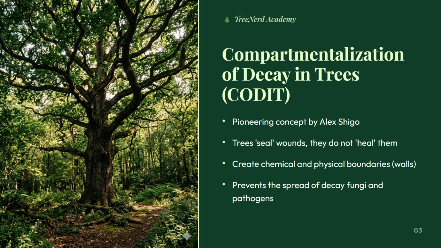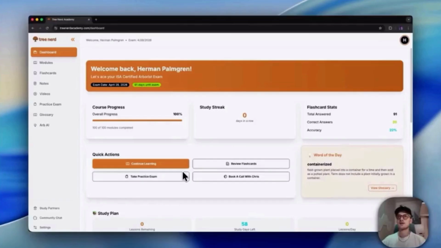These walls work to contain and isolate the damaged tissue and prevent the spread of decay fungi and other pathogens into healthy wood. Understanding CODIT is absolutely critical for arborists, as it guides proper pruning techniques and wound management, emphasizing that minimizing initial damage and allowing the tree to effectively compartmentalize is key to its long-term health and structural integrity.